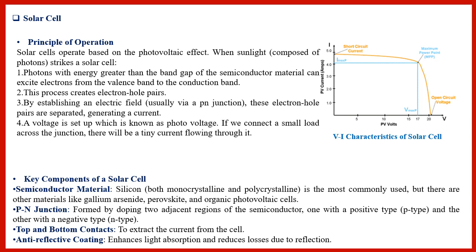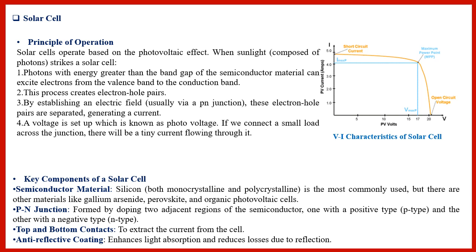So first of all, we have photons with energy. That energy has to be greater than the band gap of the semiconductor, so that when it is incident on that semiconductor, it excites electrons from the valence to the conduction band, and this process creates the electron hole pairs. And by establishing the electric field, usually via a p-n junction, these electron hole pairs generate a small amount of current, and a voltage is set up which is known as the photovoltage. On connecting a small load across that junction, a tiny current flows across it, which can be easily measured.